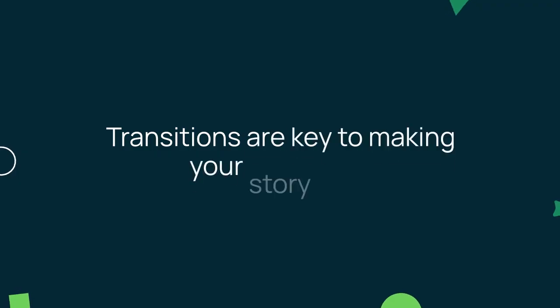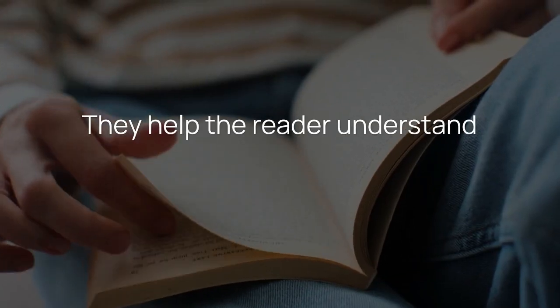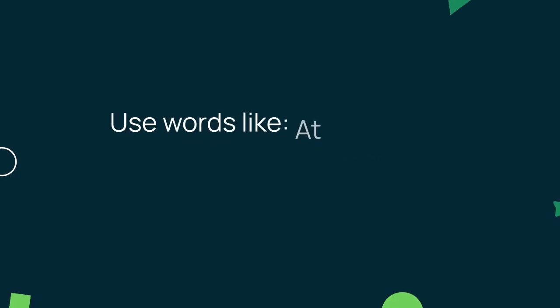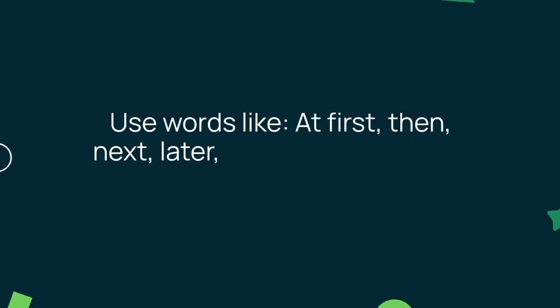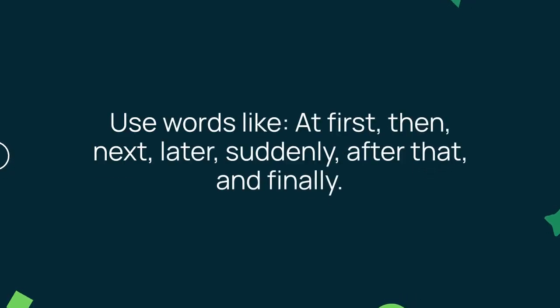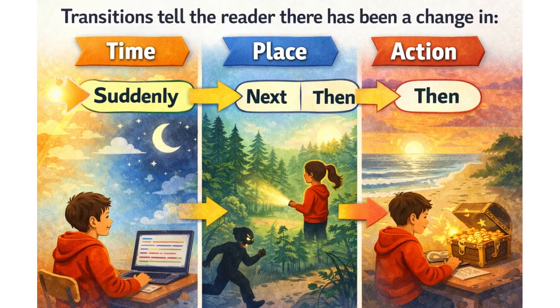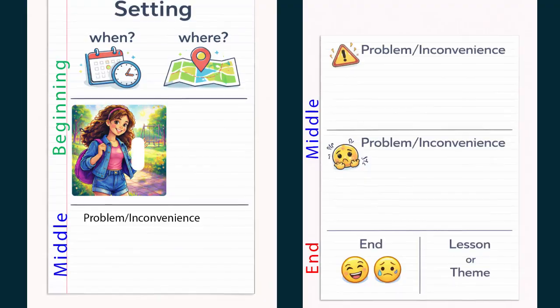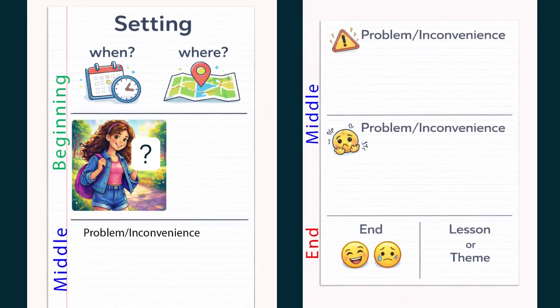Transitions are key to making your story flow. They help the reader understand when something happens or what comes next. Use words like at first, then, next, later, suddenly, after that, and finally. These words guide your reader through changes in time, place, or action, making your story easier to follow. Every story needs a clear beginning, middle, and end.